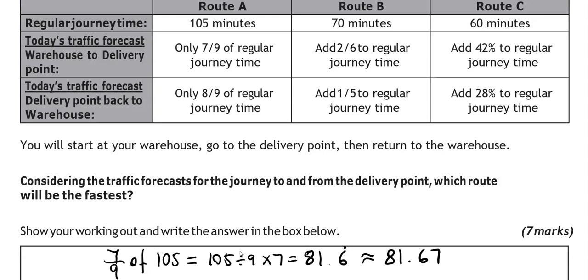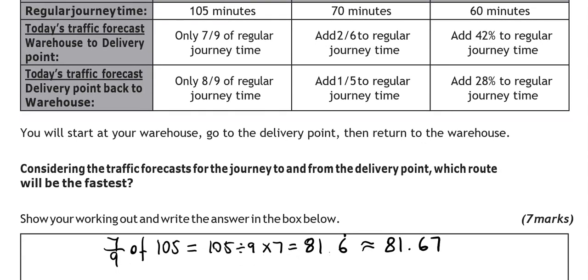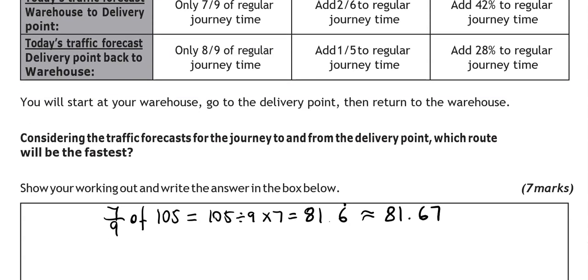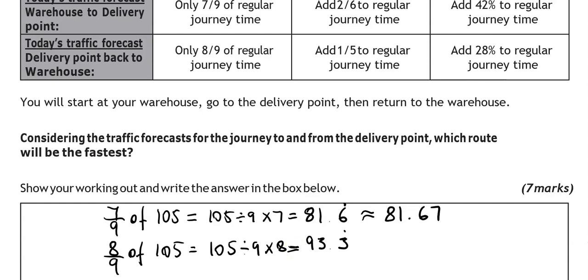Then we've got the traffic forecast, which says only 8/9 of regular journey time. So we've got to add that. So that is 8/9 of 105 minutes. So again, 105 divided by 9 times 8, which is 93.3 recurring, which you can write as 93.33. So in total, this is going to be 175 minutes.